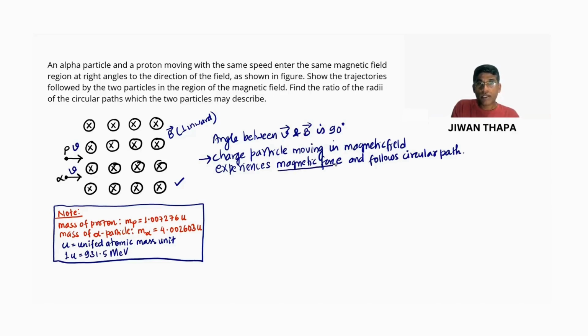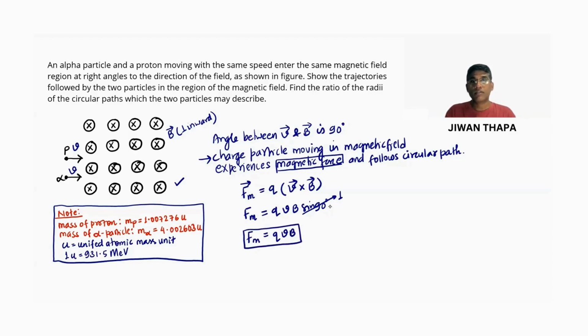And the magnetic force is given by the expression Fm equals charge Q times V cross B. So we can write the magnetic force equals Q V B sine 90 degrees, and this is 1. So the magnetic force in magnitude is Q V B. This is the maximum magnetic force, because sine 90 is 1, which is maximum. So this is the magnitude of maximum magnetic force.